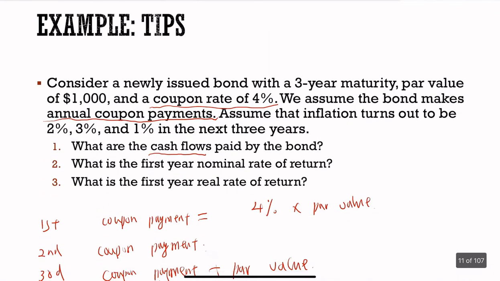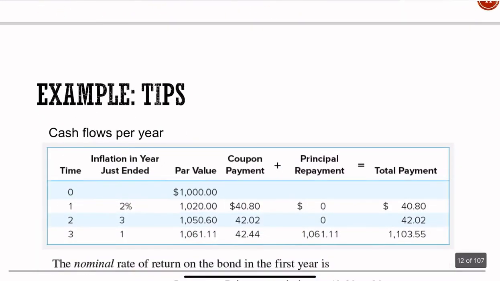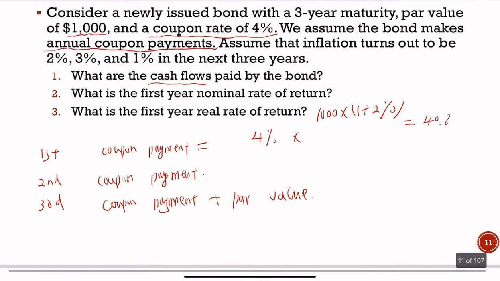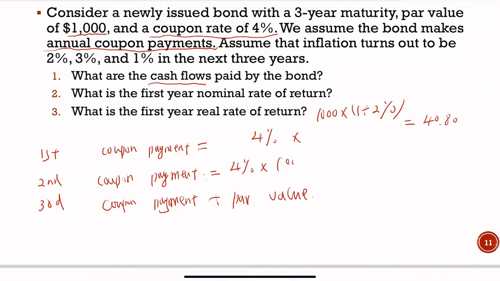Previously, on the starting date, the par value was $1,000. And we know that for the first year, the inflation is 2%. So par value has to be adjusted upward, 1 plus 2%. That's the par value here. So I guess the coupon payment is, let me copy from the lecture, 40.80. Now, for the second year, 4% times par value.